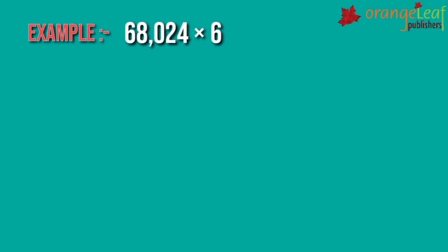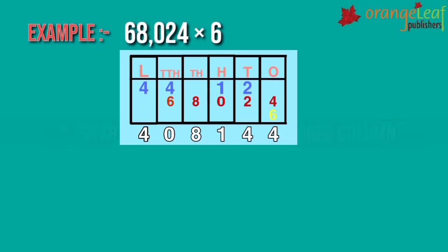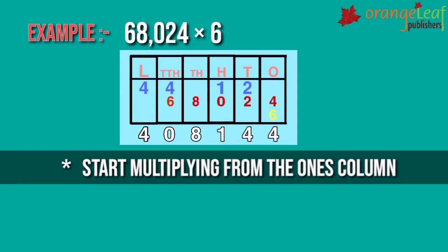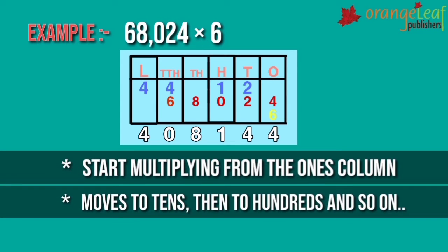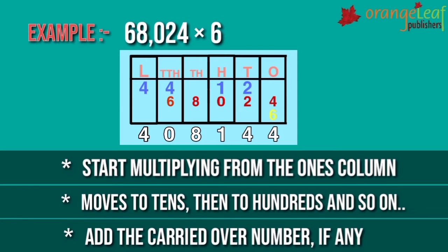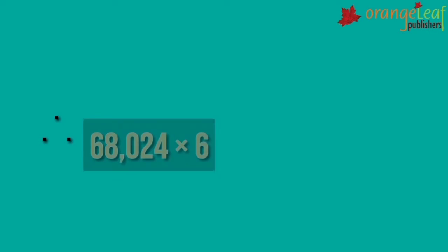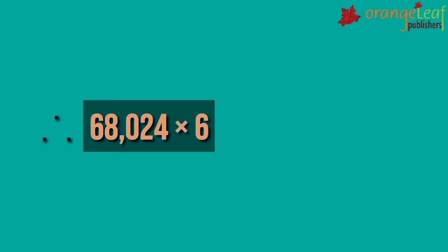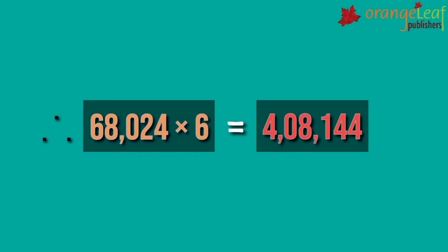68,024 multiplied by 6. Step 1. Start multiplying from the ones column. Move to the tens, then to the hundreds, and so on. Add the carried over numbers if any. Therefore, 68,024 multiplied by 6 will give us the answer as 4,08,144.